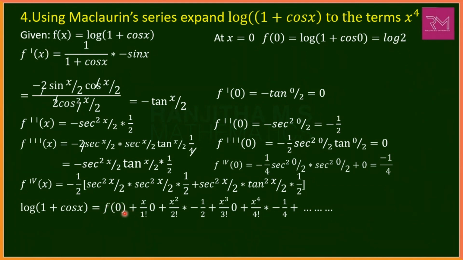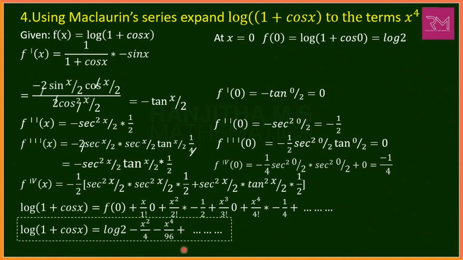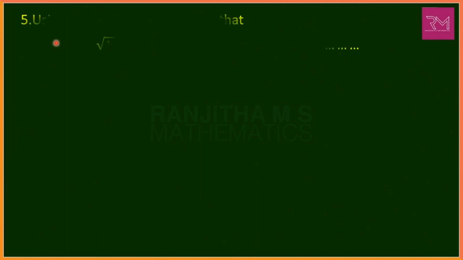Here in the place of f of 0, we know that the f of 0 value is log 2, hence substituting all the values we get the Maclaurin's expansion of log of 1 plus cos x as log 2, plus x by 1 factorial into 0, which becomes 0, plus minus 1 by 2 into x square by 2 factorial, and 2 factorial is 2 itself, hence we get minus x square by 4, plus 0, plus minus 1 by 4 into x power 4 by 4 factorial, and 4 factorial is 24, 24 into 4 is 96, plus and so on. This is the Maclaurin's expansion of log of 1 plus cos x. This completes the problem. Here we have another problem.